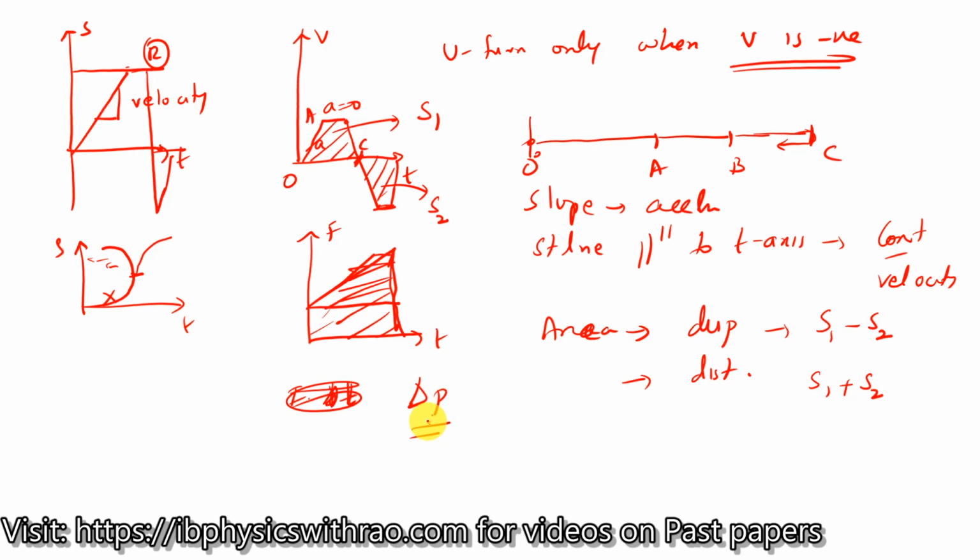Let me tell you what the change in momentum is. What is the momentum at this point? P final. What is the momentum at this point? P initial. So this is what you can call the change in momentum. Using an FT graph, you can find the change in momentum.